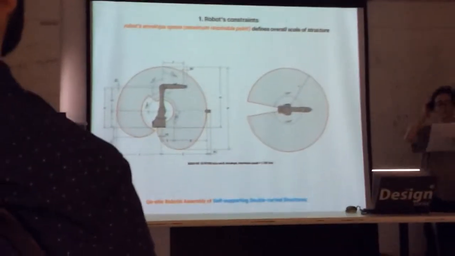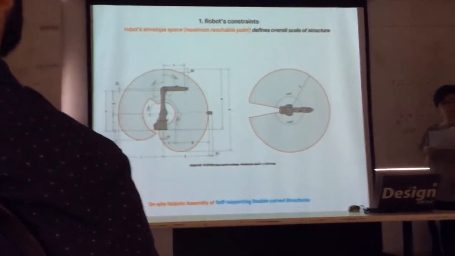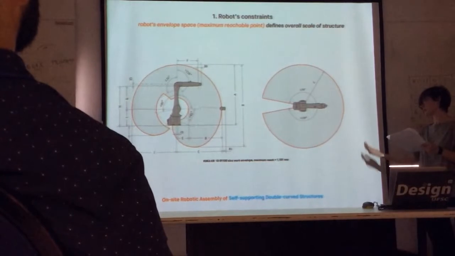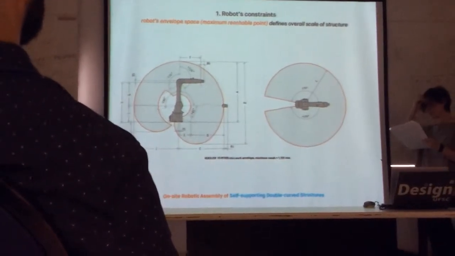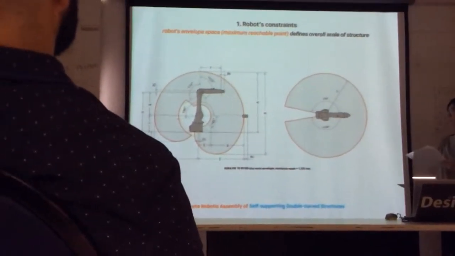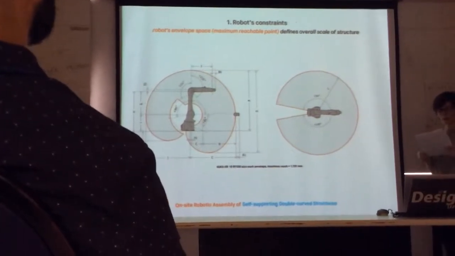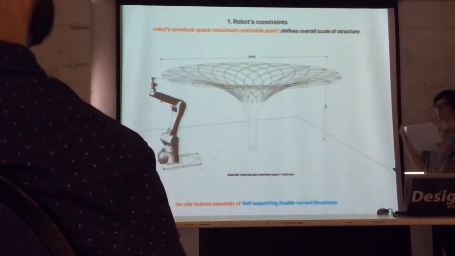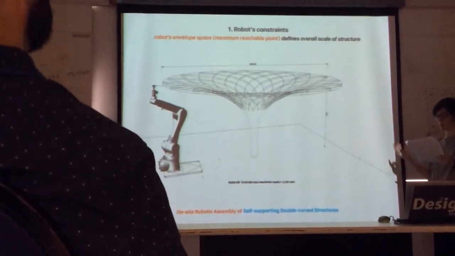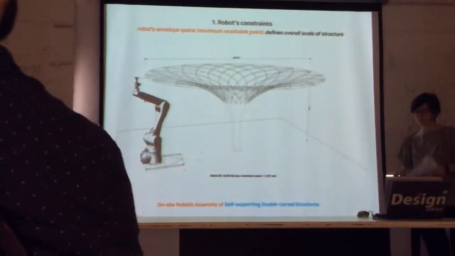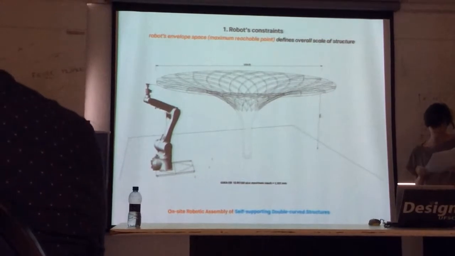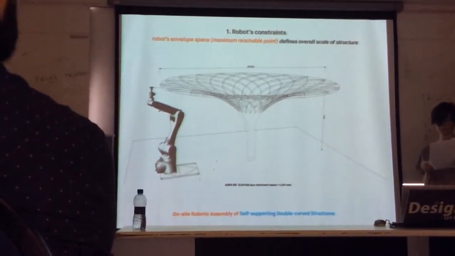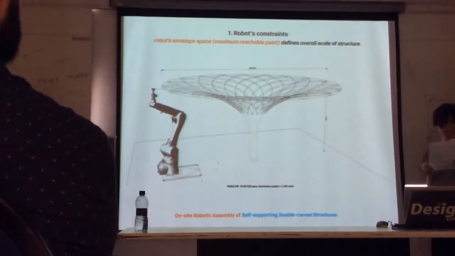So the first step in incorporating the robot is understanding its abilities and constraints. So this is the envelope space of the robot, or the workspace of the robot. And to understand these ranges, what we did is perform several iterative tests in a robot programming environment, and then the result of these tests helped us to define the overall scale of the structure relative to the maximum reachable point of the robot's envelope space.